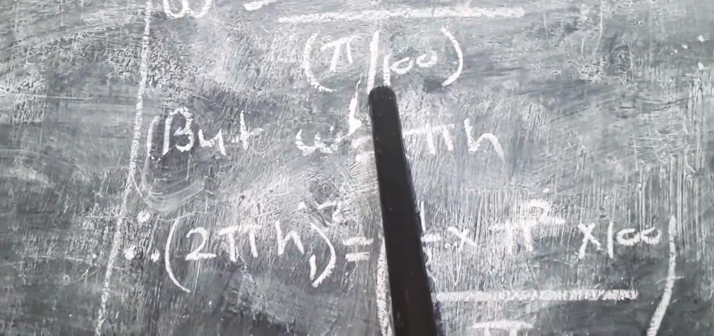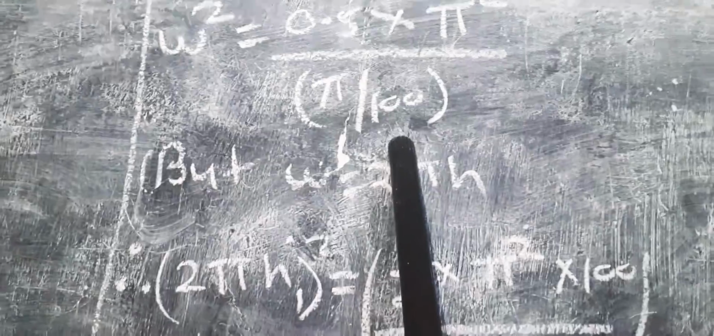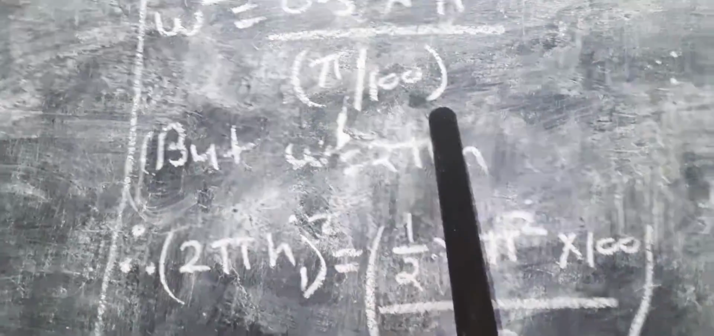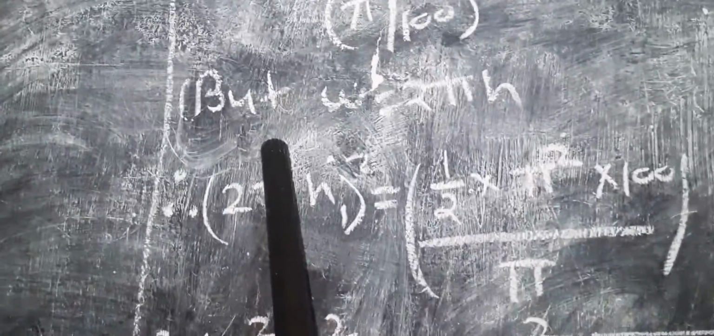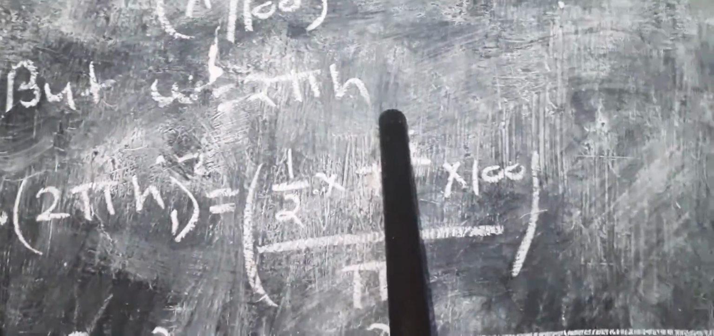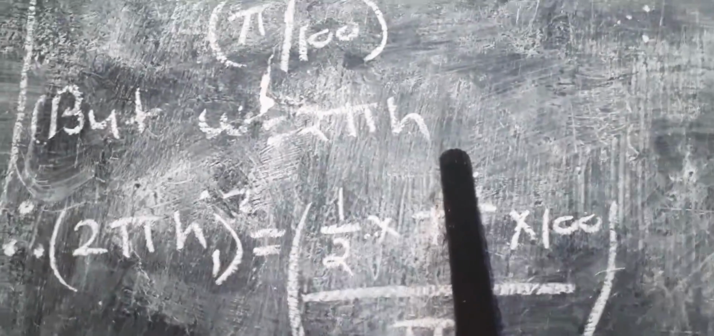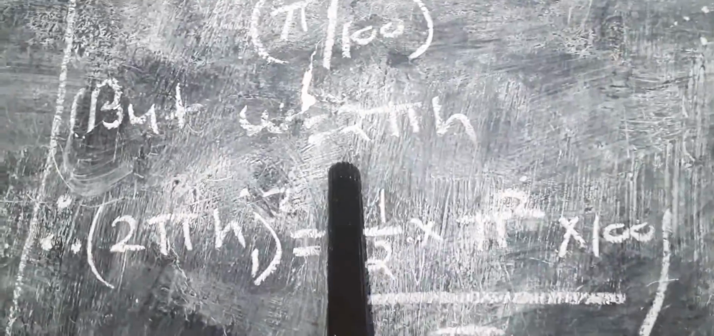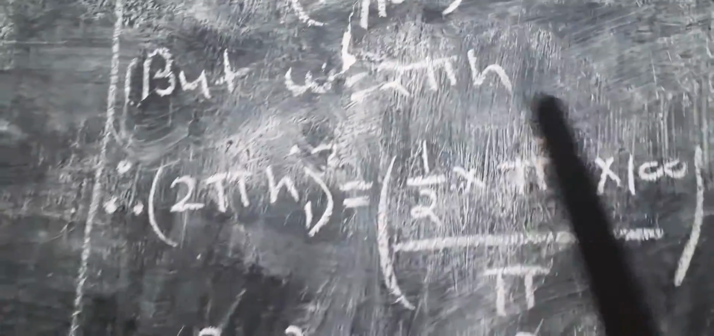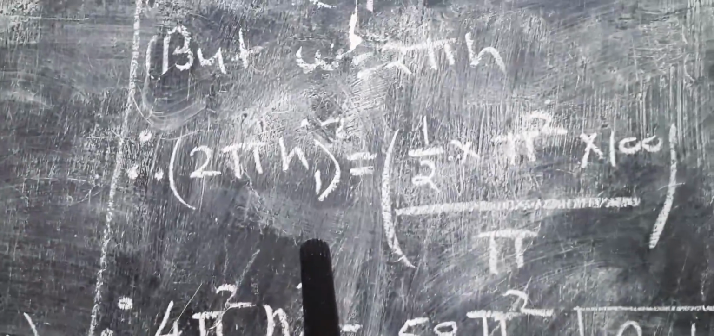In this typical case r is pi centimeter, that means pi upon 100 meter. So we get pi upon 100. But we know that omega is given by twice pi n. This is the standard formula for angular velocity. Omega is equal to twice pi n. The formula is there. So here we get twice pi n1.